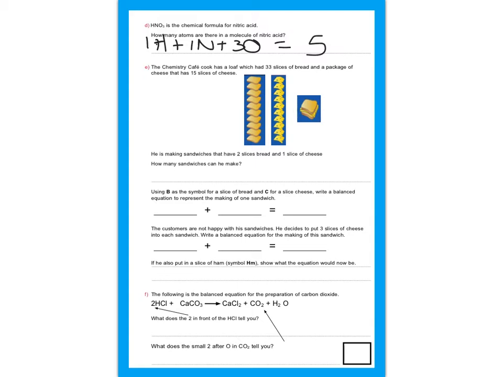The Chemistry Cafe has a loaf which is 33 slices of bread and a package of cheese that is 15 slices. He is making sandwiches that have 2 slices of bread and 1 slice of cheese. How many sandwiches can he make?